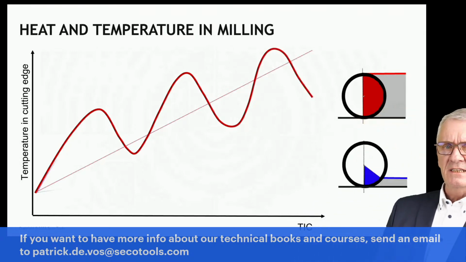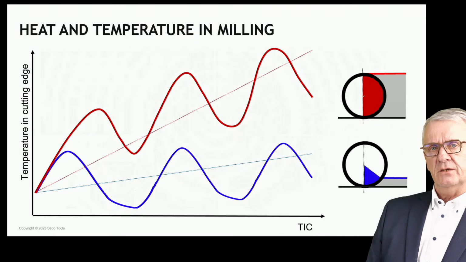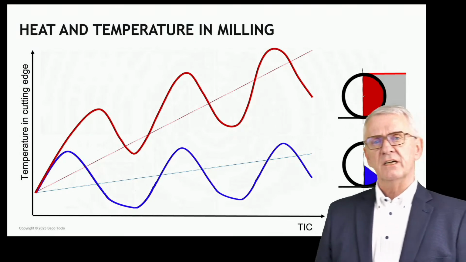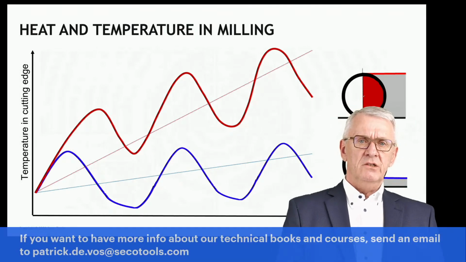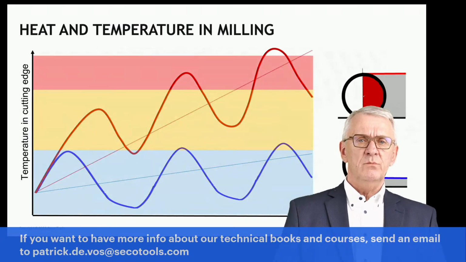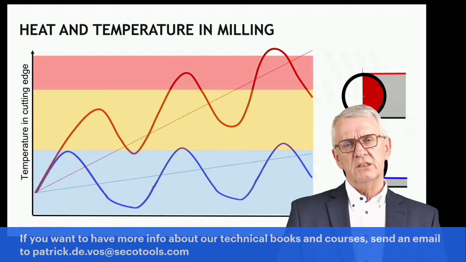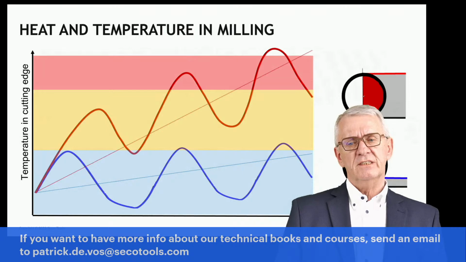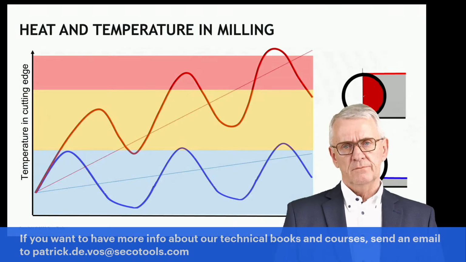While in side milling, the same phenomenon goes on, but much slower, as the part where a cutting edge is cutting, in other words, where it's heating up, is rather limited. And that means in slot milling, you have to worry about temperatures that are too high. But in side milling, you also have to worry about temperatures that stay too low. Because if the temperature in a cutting edge is too low, the structure of the cutting material is rather fragile, and a cutting edge rather breaks easily.